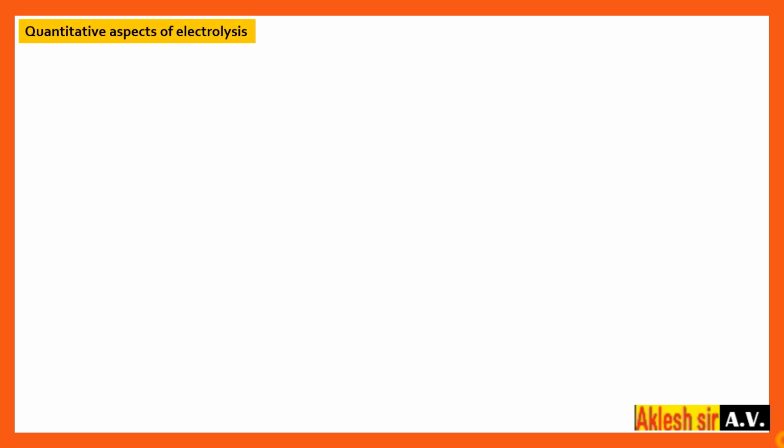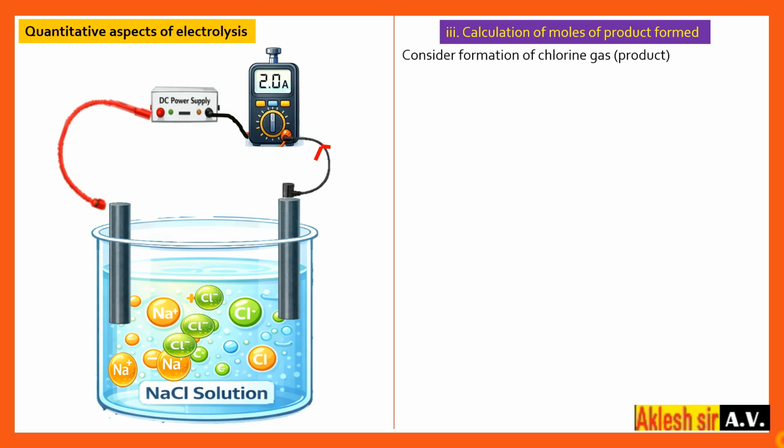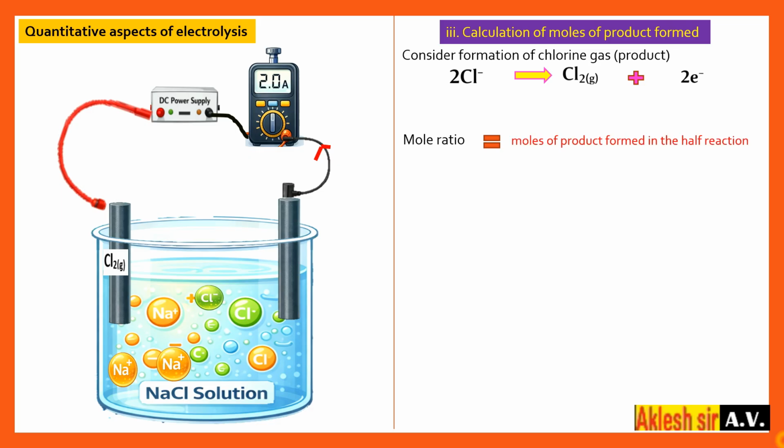Quantitative aspects of electrolysis. Calculation of moles of product formed. Consider formation of chlorine gas as the product. Here 2 chloride ions move towards the anode to form 1 mole of chlorine gas. Its reaction is 2 chloride ions give 1 mole of chlorine gas with liberation of 2 electrons. First we will calculate the mole ratio. Mole ratio is equal to moles of product formed in the half reaction divided by moles of electrons required in the half reaction.